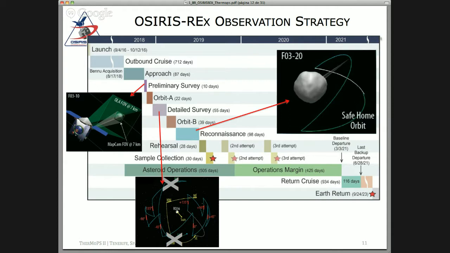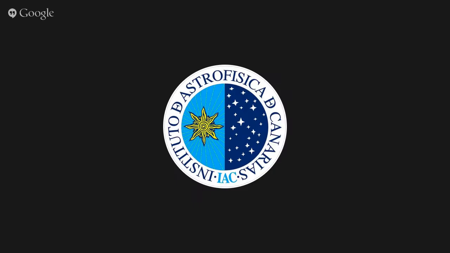So as you can see, it's quite a busy, tight schedule, and so our analysis has to be done quite quickly. The spacecraft engineers gave us constraints on our temperature predictions. They want to know the asteroid temperature to within 10 Kelvin.